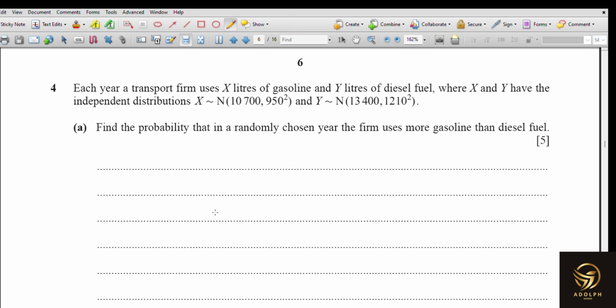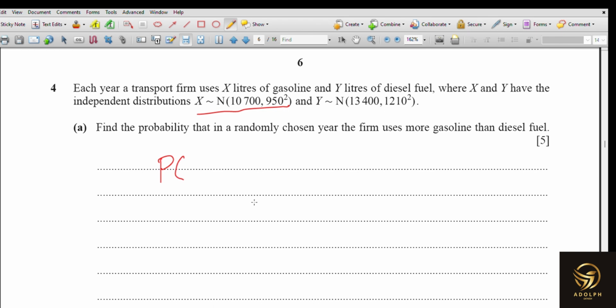We are going to solve the fourth problem. Each year a transport firm uses X liters of gasoline and Y liters of diesel fuel, where X and Y have independent distributions. X has a mean of 10,700 and a variance of 950 squared. For diesel, the mean is 13,400 and the variance is 1210 squared. Find the probability that in a randomly chosen year the firm uses more gasoline than diesel fuel.